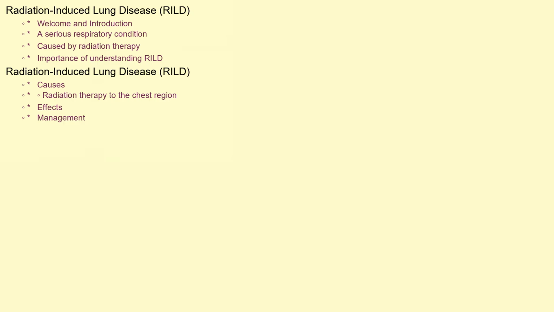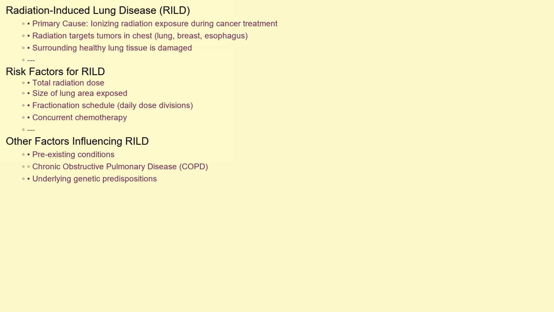at risk. Let's begin. The primary cause of radiation-induced lung disease, or RILD, is exposure to ionizing radiation during cancer treatment. When radiation is directed at tumors in the chest, such as those in the lung, breast, or esophagus, surrounding healthy lung tissue can also be damaged.